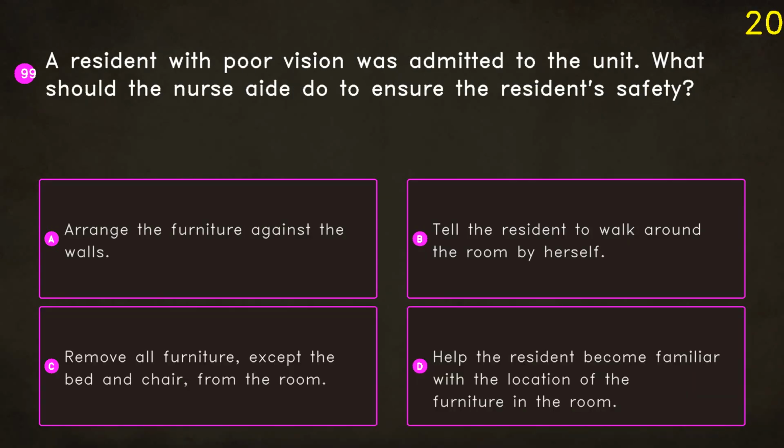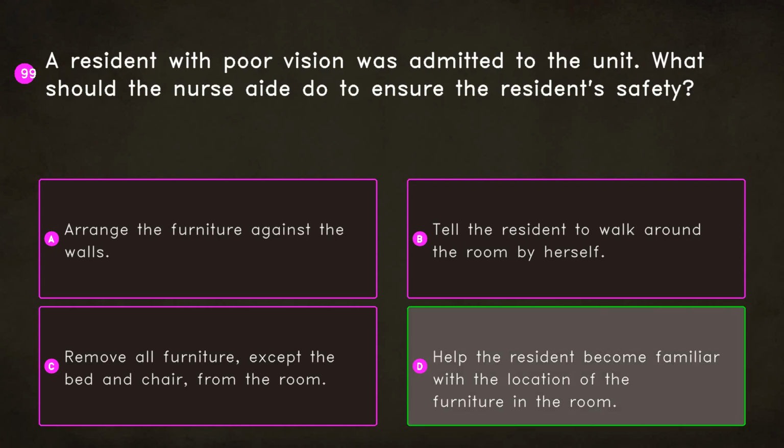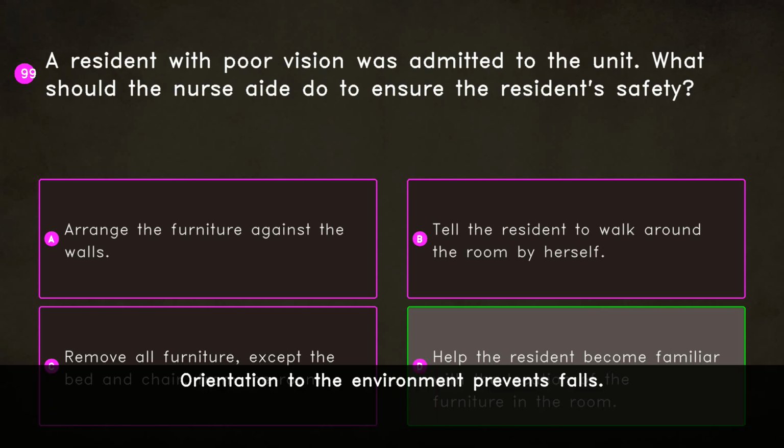Question 99. A resident with poor vision was admitted to the unit. What should the nurse aide do to ensure the resident's safety? A. Arrange the furniture against the walls. B. Tell the resident to walk around the room by herself. C. Remove all furniture, except the bed and chair, from the room. D. Help the resident become familiar with the location of the furniture in the room. The correct answer is help the resident become familiar with the location of the furniture in the room. Orientation to the environment prevents falls.